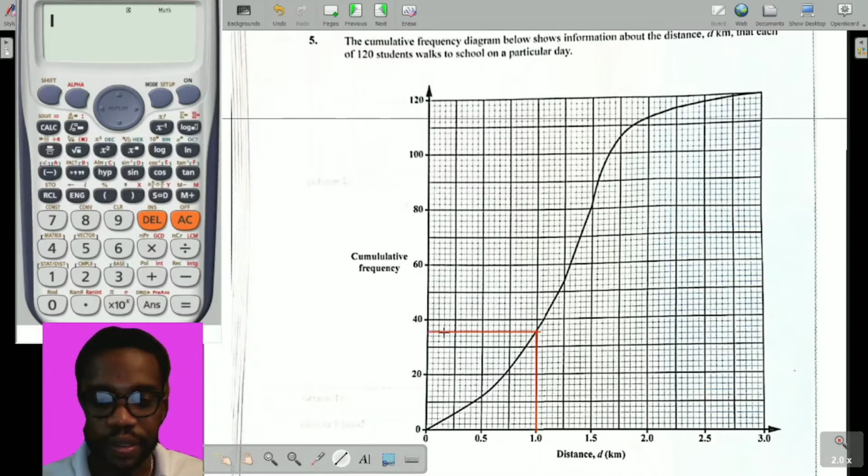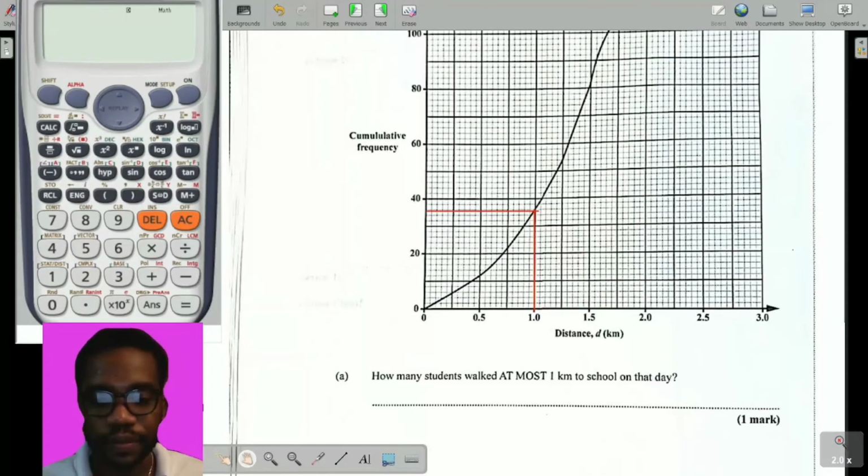Now right here, if I'm looking carefully, I'm going to get 38. Now once you get to your graph, you have to stop. So I'm going to get 38. Now 38 students at most. Alright? It can be that or less. At most. So here, I'm going to go down now and I'm going to write that down there. So how many students walk at most 1 kilometer to school? It's simply going to be 38 students.